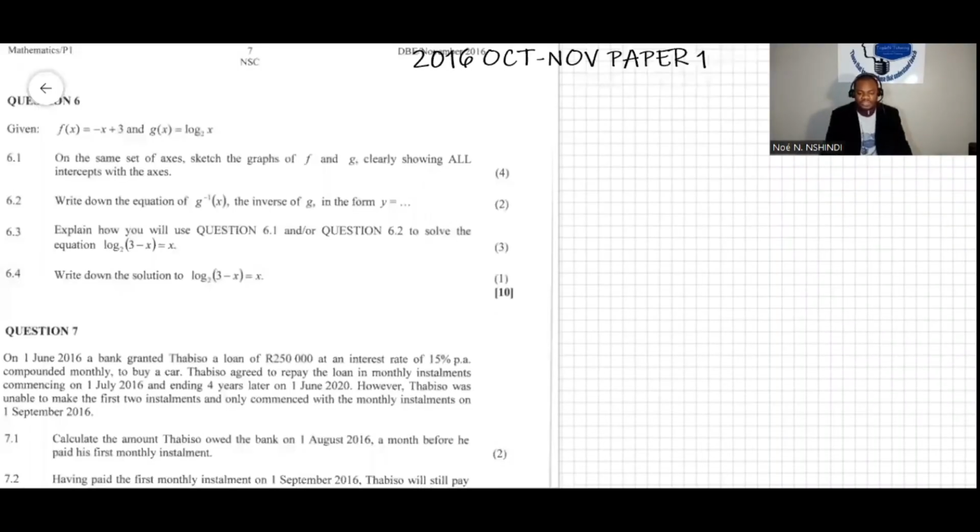Well, we have another question here, question 6. The question says: given f of x equals negative x plus 3 and g of x equals log of x base 2. Question 6.1 says, on the same set of axes, sketch the graph of f and g, clearly showing all intercepts with the axis.